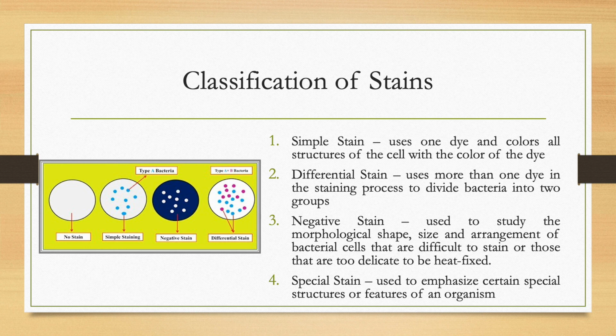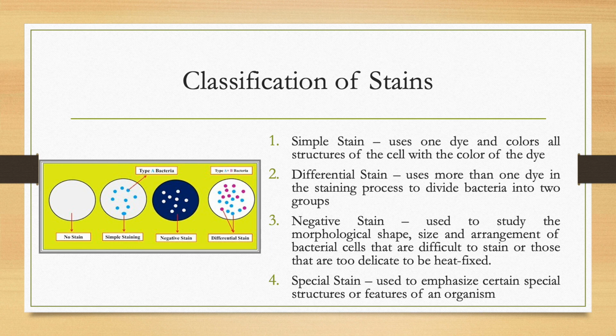Alright, so we have an example of a differential stain on the left side of this slide. Right, so you have one stain for one type of bacteria, and you have another stain which stains another type of bacteria. So you can differentiate them based on which dye has stained them.